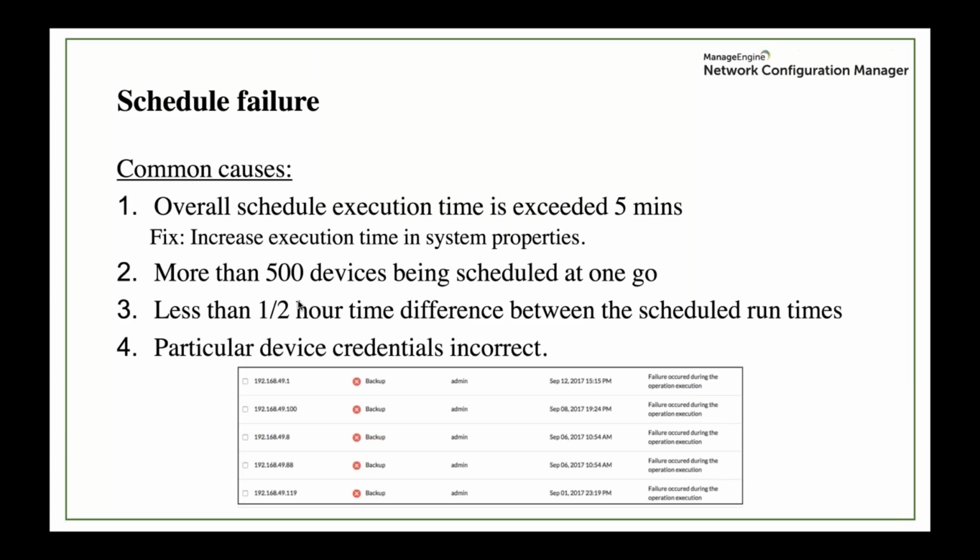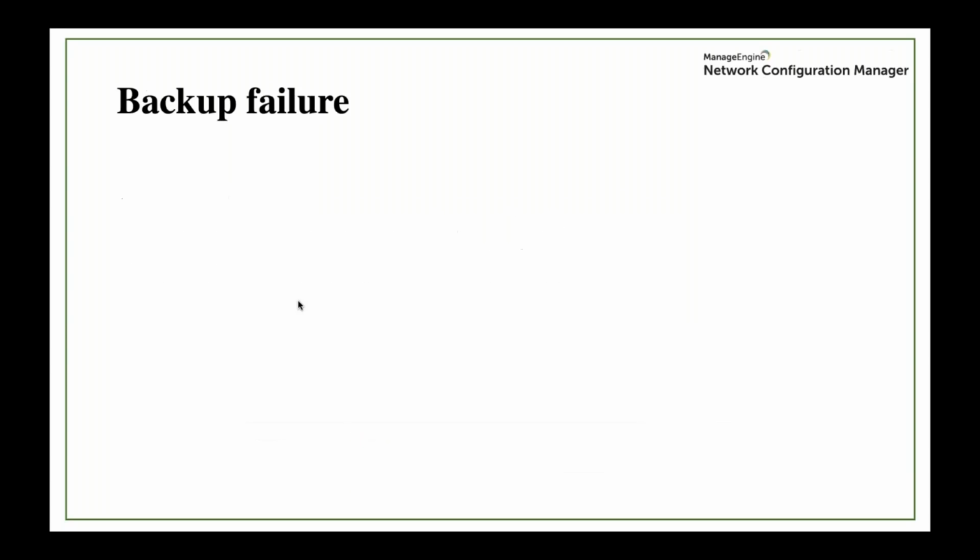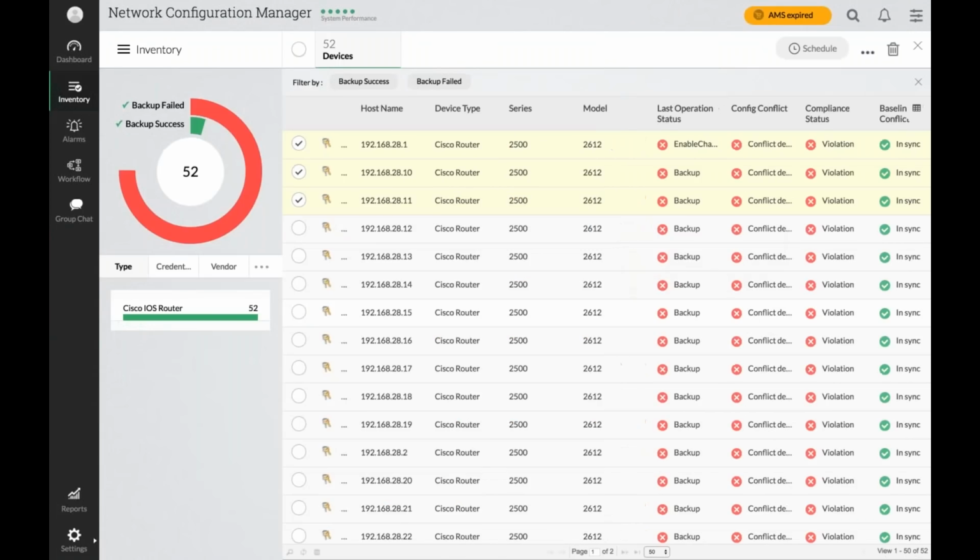Now, another cause could be that a particular device credential is incorrect. Now, this happens when you schedule backup for, say, 100 devices and one of the devices has incorrect credentials. In that case, the backup for that particular device might fail. Now, let's see where you can see this error in the UI.